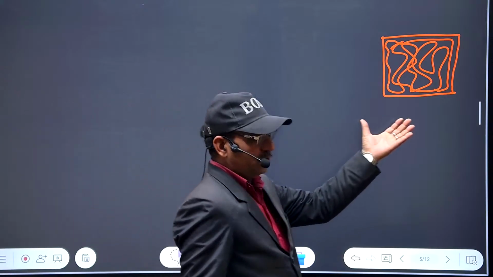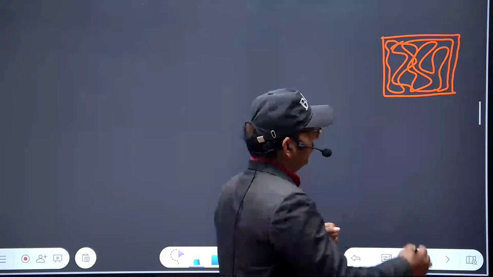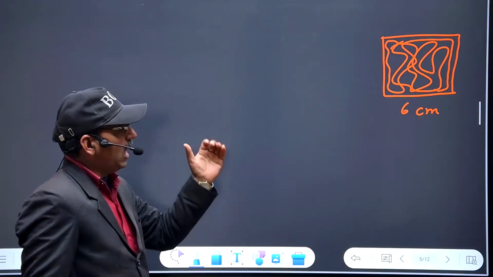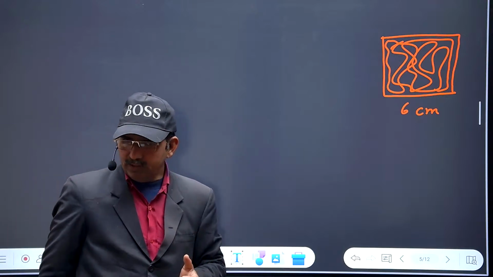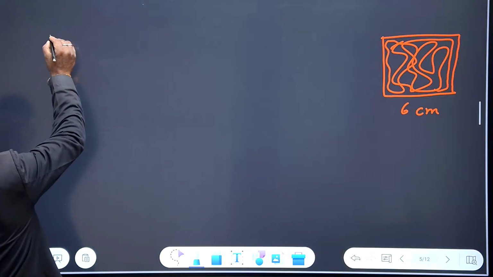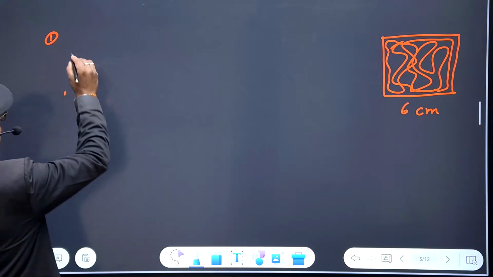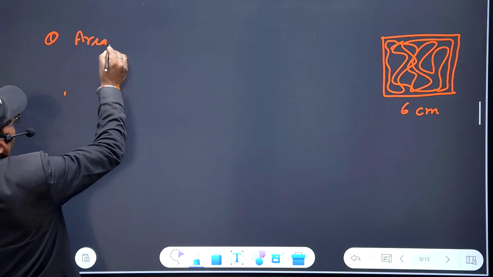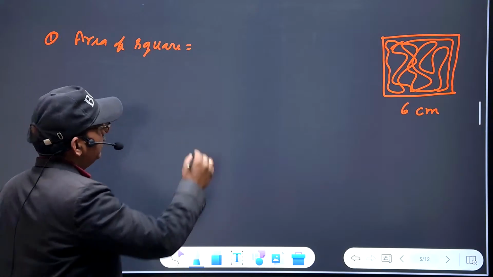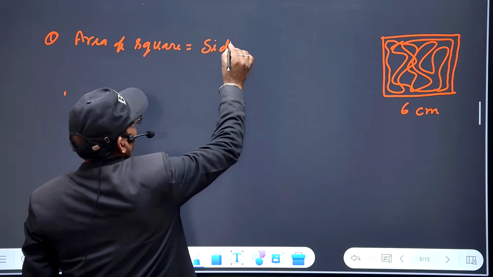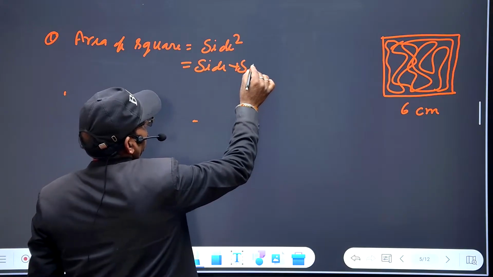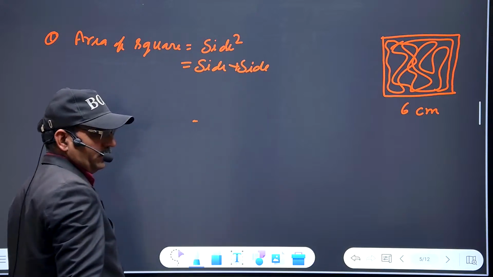Suppose this is the square and the side is given, 6 centimeter. So how will we find the area of a square? First we'll write the formula. Area of square is equal to side square, and you can write side into side. एरिया ऑफ स्क्वायर इक्वल टू क्या होता है? साइड इंटू साइड. Is it clear? Side into side.